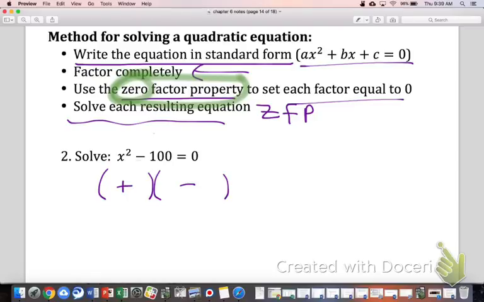I did the first one. So x and x, right? Yeah. And then what times what is 100? Negative 10 and 10. There we go. So it's x plus 10 times x minus 10.